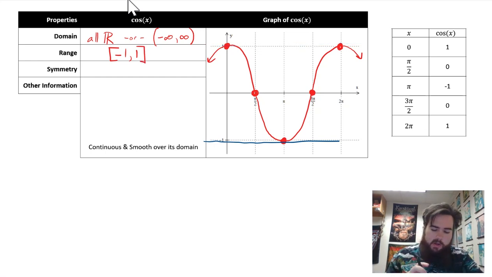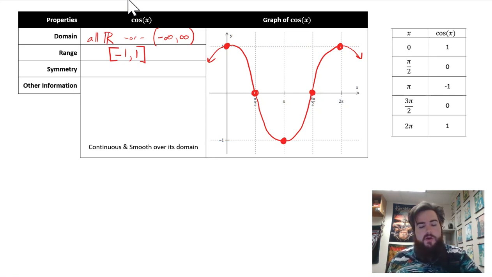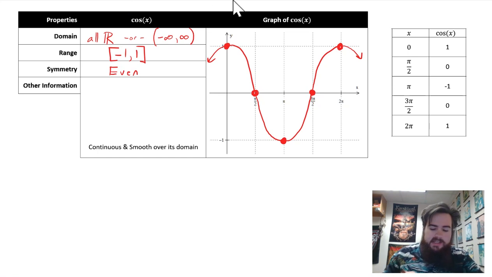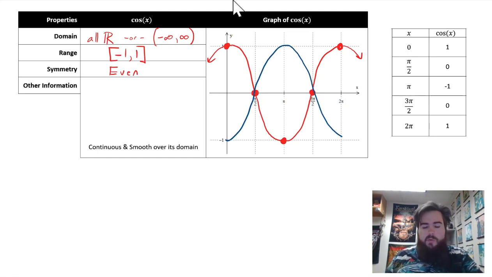However, not all things are the same for sine and cosine. The symmetry is going to be different. The symmetry for cosine is actually going to be even. It does not have symmetry about the origin like sine does. If you rotate this graph about the origin, what you will get is actually this instead, which means that the graph will not fall on top of itself.